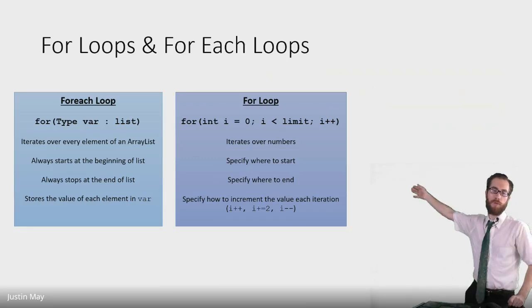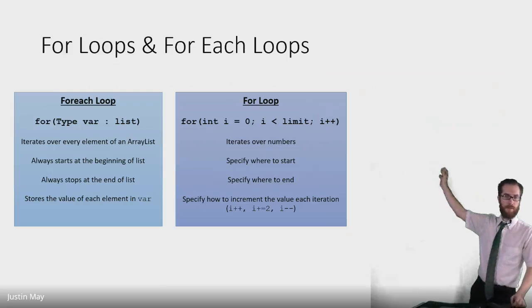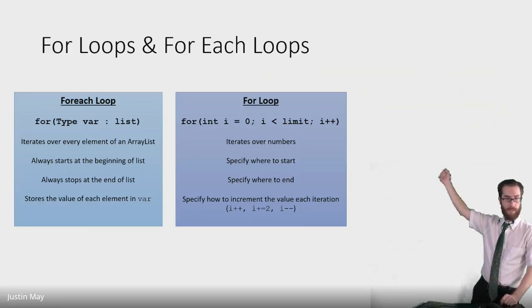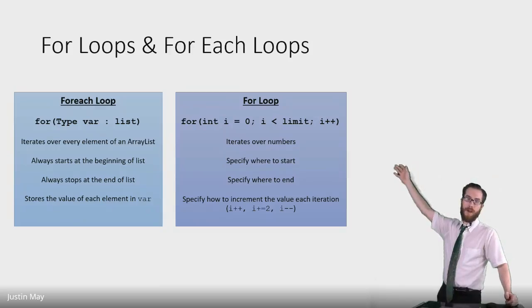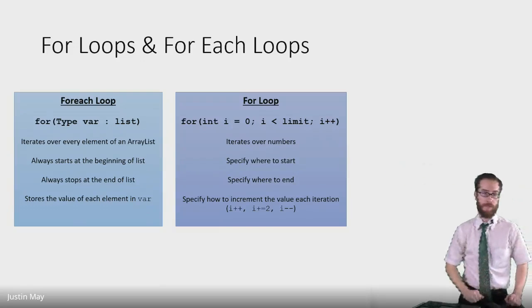You can do all those things with a regular for loop. So I've got the syntax here, right? The for each loop is less syntax. For type var colon list, versus for int i equals 0, i less than limit, i plus plus, right? It takes less typing to get a for each loop done.